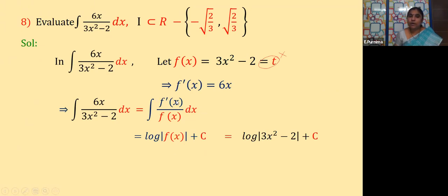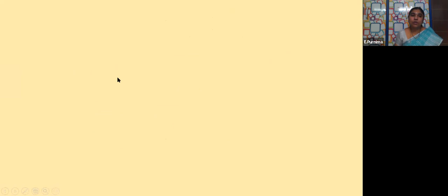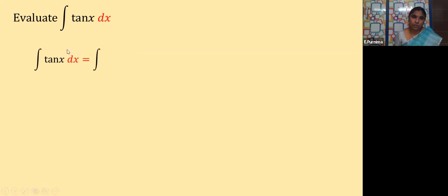According to our rule, what you have learned just now, it is log f of x plus c, nothing but log 3x square minus 2 plus c. Understood, children? So if you can observe any function in the form that is written as log, directly we can write the answer. Is it clear? So what is our answer here? Final answer is integral of 6x by 3x square minus 2 into dx is equal to log 3x square minus 2 plus c. So this is your final solution.